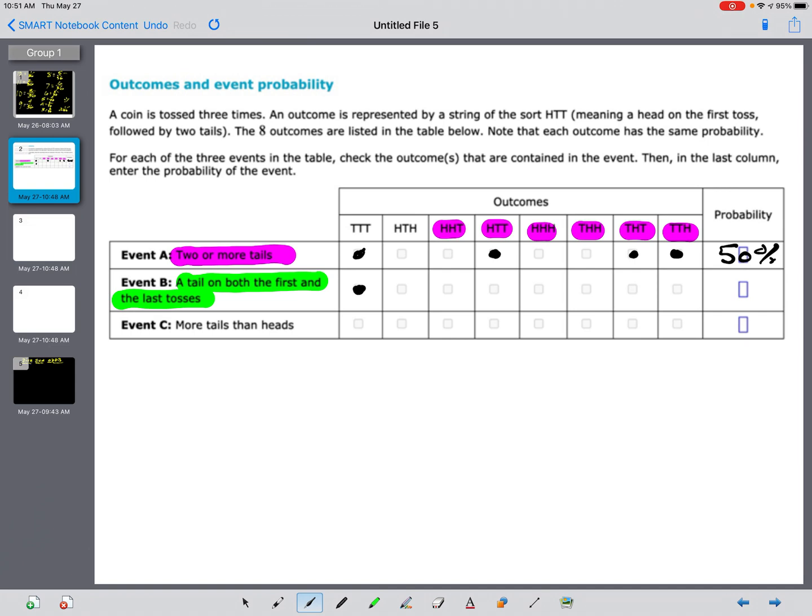Again, we need a tail on the first and the last toss. So this works, THT. And it doesn't work in the last one, so that's 2 out of 8, otherwise known as 1/4 or 25%. So you can put 25% or 1/4 in there, or even 2 out of 8.